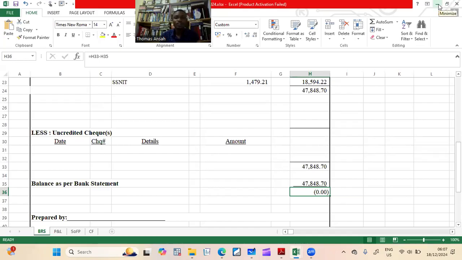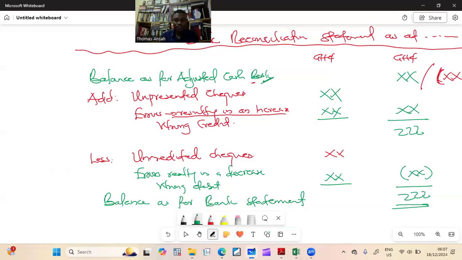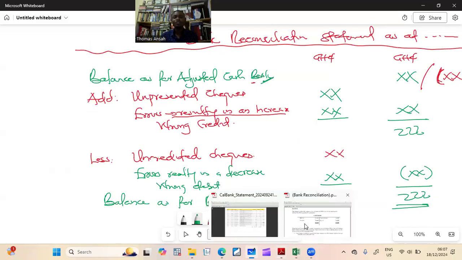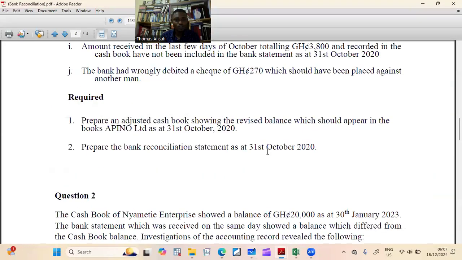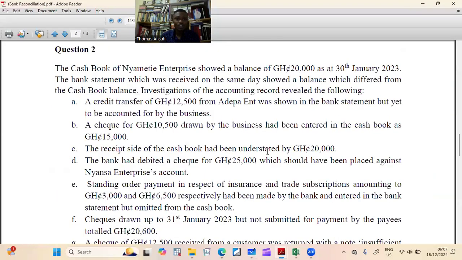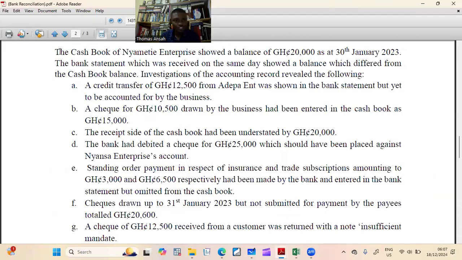Is that okay? All right. So that is that. Now the last thing probably you need to do is to take some examples and do them. But let me just run you through this one, because this is the most likely one you might be facing in the class today of this recording.